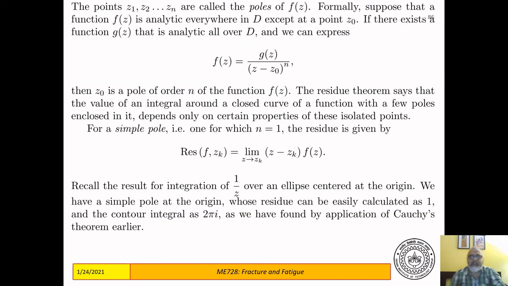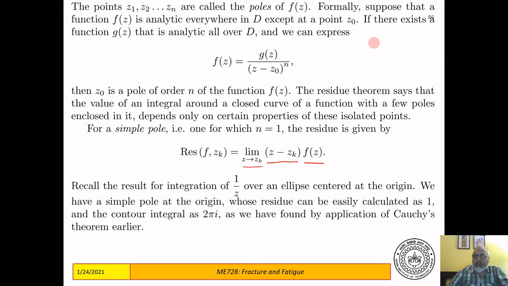How do we calculate the residue? The residue is calculated in this manner. We have to see what is the order of the pole. If it is of order 1, then you multiply f(z) by z minus zk, take the limit z tending to zk, and that gives you the residue at the point zk.